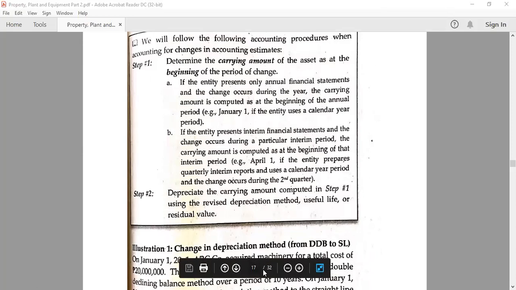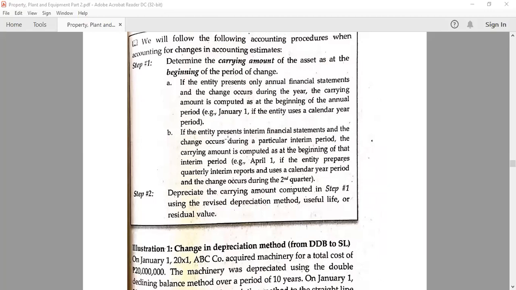So example, January 1 for a calendar year period. If the entity presents interim financial statements and the change occurs during a particular interim period, the carrying amount is computed as at the beginning of that interim period. So if we say interim, it means, guys, other than annual, that's quarterly, monthly, or semi-annually.